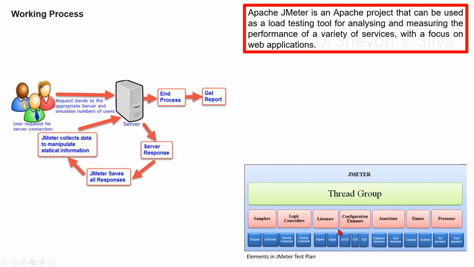Listeners. After creating a sampler and sending a request to the server, JMeter receives a result returned from the server. Listeners help users to access the server response and analyze the test results. Test data can be presented in several formats such as graph, table, tree view, log files, etc.